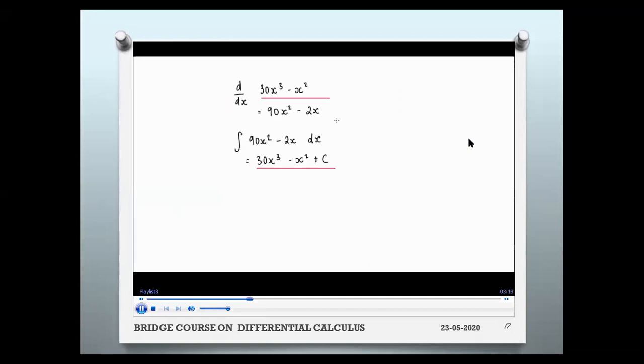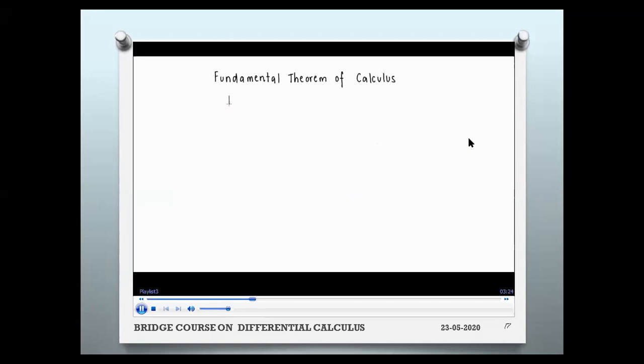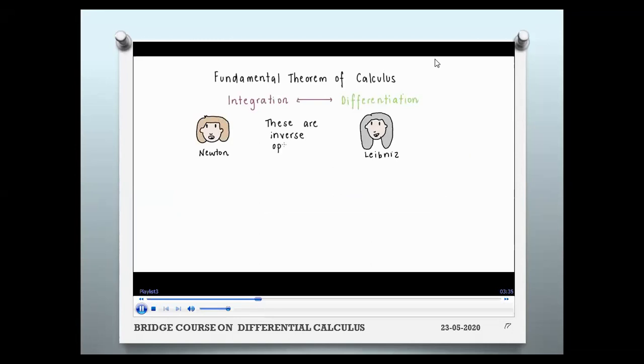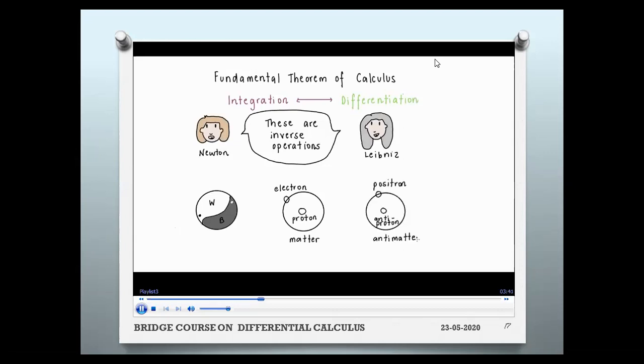If we differentiate a function and then integrate it, it will always take us back to where we started. Differentiation and integration are connected together by something called the fundamental theorem of calculus. This theorem, created by Newton and Leibniz, states that differentiation and integration are inverse operations or opposites, just like yin and yang, black and white, or matter and antimatter.